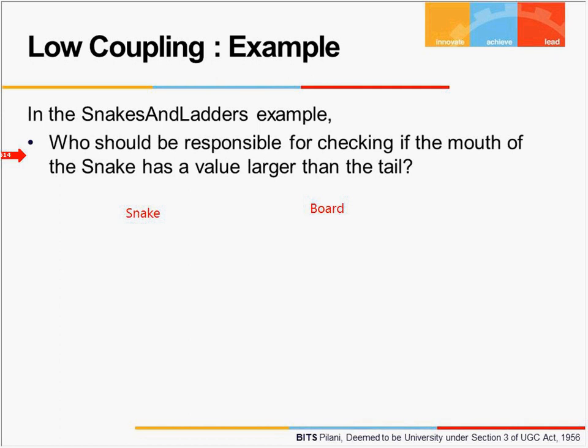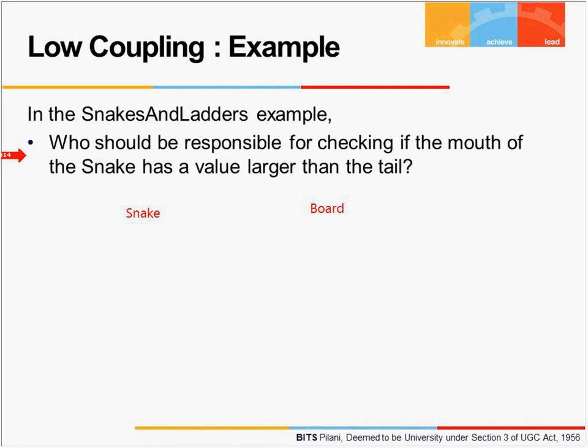Now, those who are saying that snake should be responsible, who are typing in the chat, are also right. Cohesion. Why should I make the board class do a task which the snake should do? The snake should itself be able to check whether the values passed to it are right or wrong.